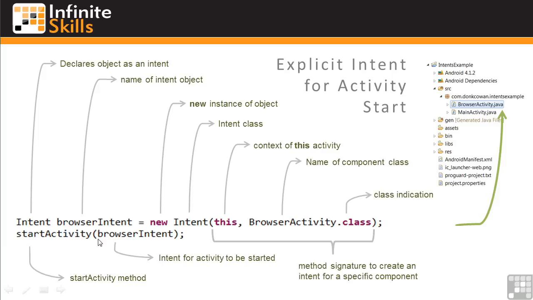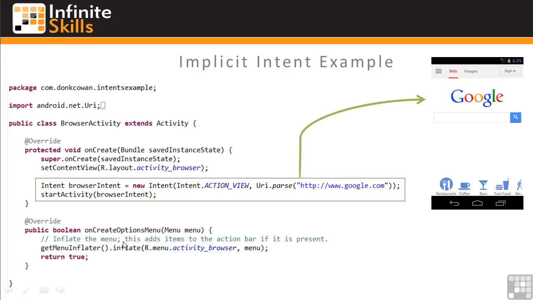The second statement uses the start activity method of the activity class to use the browser intent we created to start the browser activity. Now let's look at the code added to the browser activity for our implicit intent to start a browser. If you use the existing project from the working files workspace samples, it will already have some new code added, as shown here. In the browser activity, there's code as shown here in the green box. If you're using your own new project, add the code as shown. What this code will do is start the Google browser.